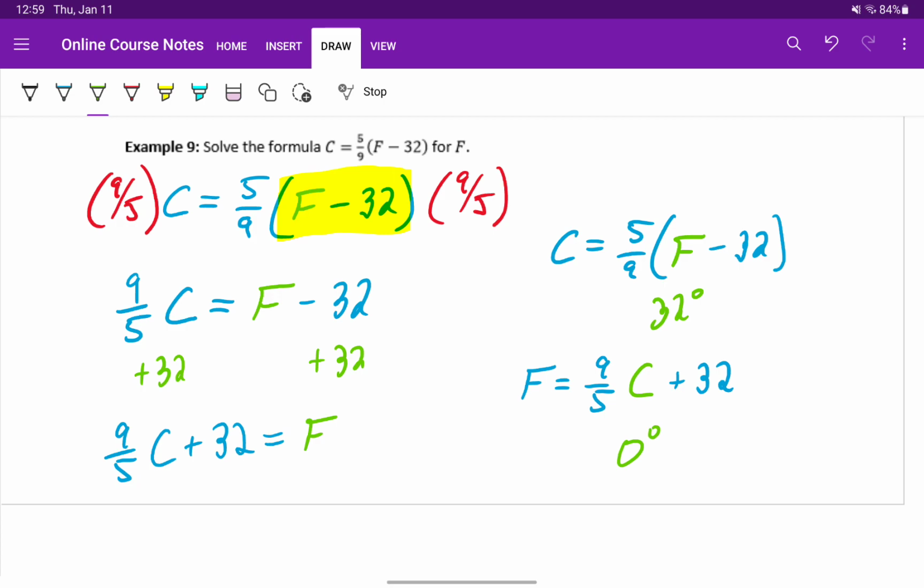So again, a lot of this is just about building up algebra skills, getting more comfortable and confident with these abilities, but there are also very practical applications to taking a formula and solving it for a different variable. It just depends on what that formula does and what types of questions we might need to answer.